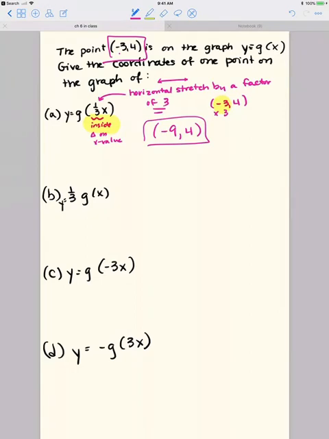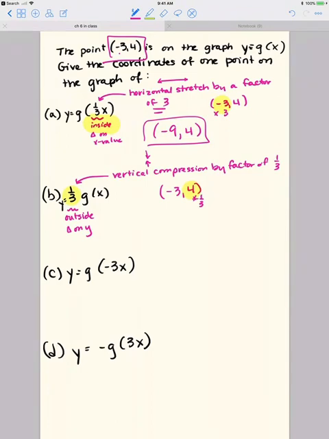For part B, the 1/3 is multiplied on the outside, so we're now looking at a vertical compression. It takes the function and compresses it vertically, kind of flattens it, and we're going to do a vertical compression by a factor of 1/3, because anything outside does what it looks like it does. So outside will be a change on the y value. So our starting point of -3, 4, we're going to take that factor of 1/3 and multiply the function value by 1/3. So our new point is -3 and then 4/3.